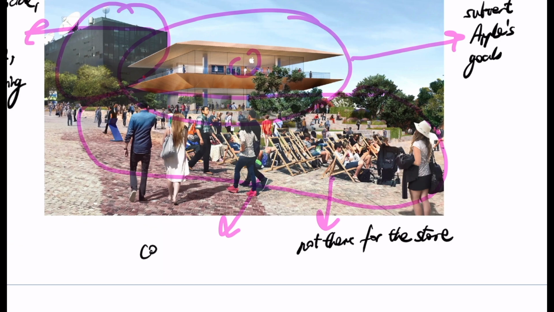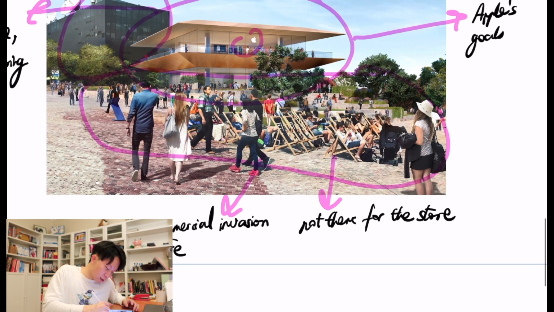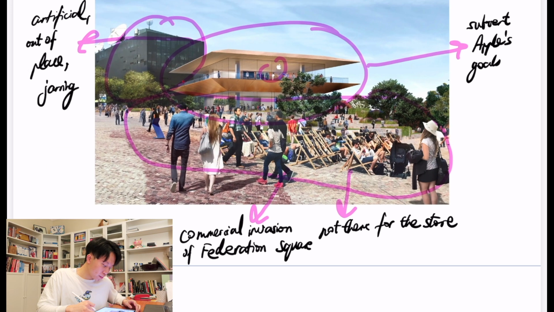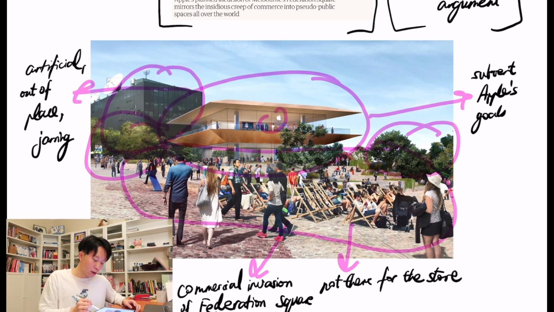That can come into the idea of commercial invasion of Federation Square. So turning this into a kind of classic sightseeing, you sit there, tourist destination. Commercial invasion of Federation Square. So you can tie that into there. And if I look at the picture even more, you can see that the building kind of stands out even more when you compare it to things like the grass around it and the building. It just looks a bit out of place and stuck out.